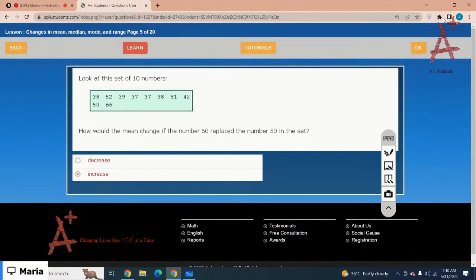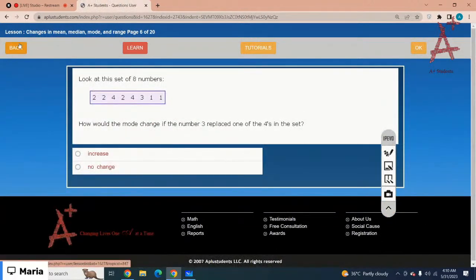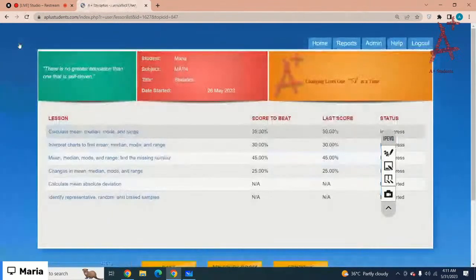Okay, you can complete the test by yourself later today. Let me just move on to the next lesson. The next topic is calculate mean absolute deviation. Let's just start with the next lesson.